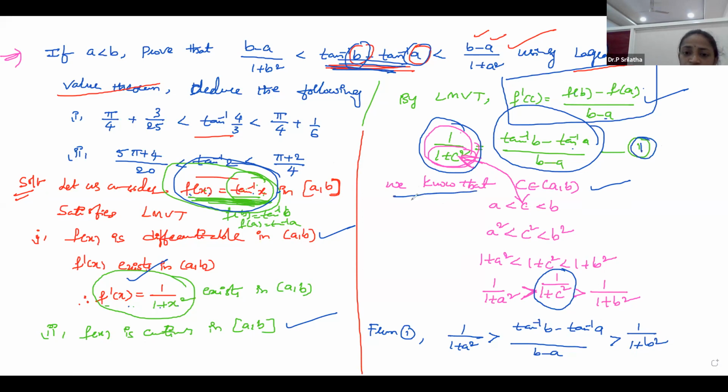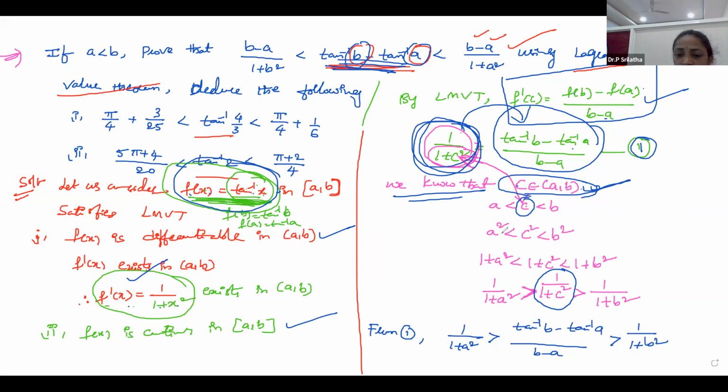One more condition for Lagrange's mean value theorem is that c belongs to the open interval a comma b. That can be written as a is less than c is less than b. What is the meaning of c belongs to open interval a comma b? That meaning is a less than c less than b. So we have to convert c into this form, and after that substitute this value over here.